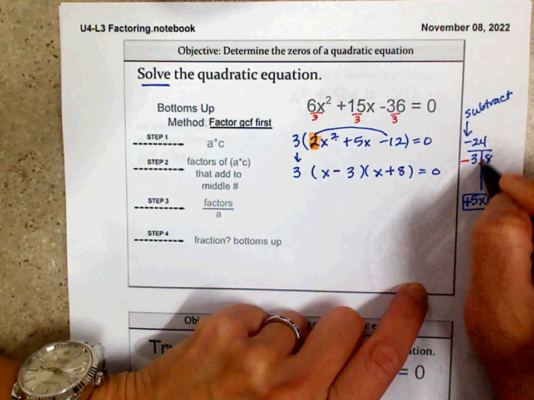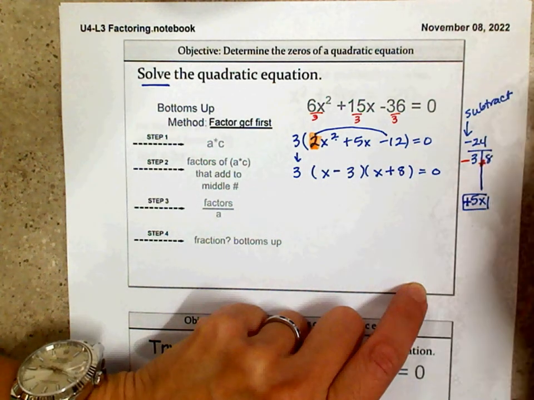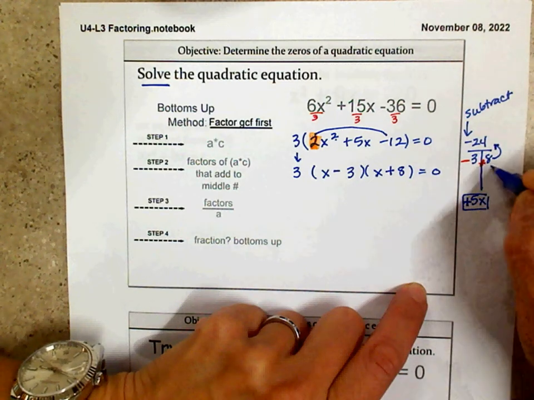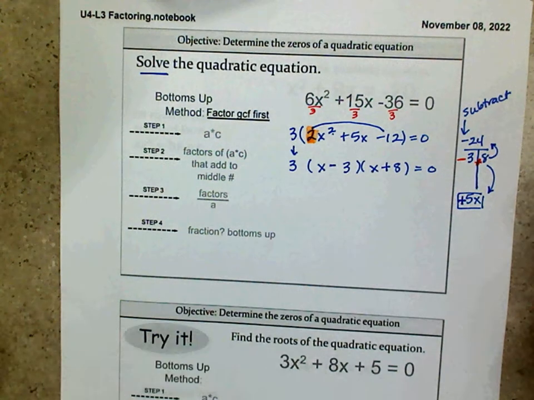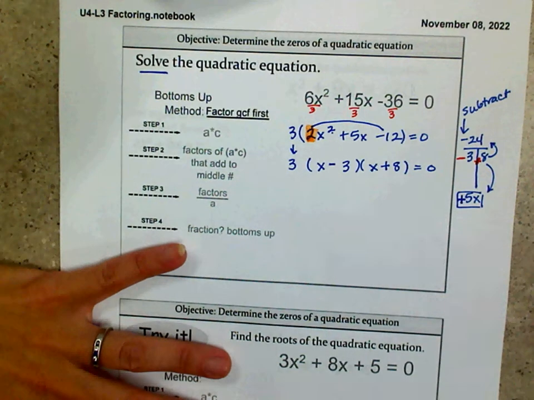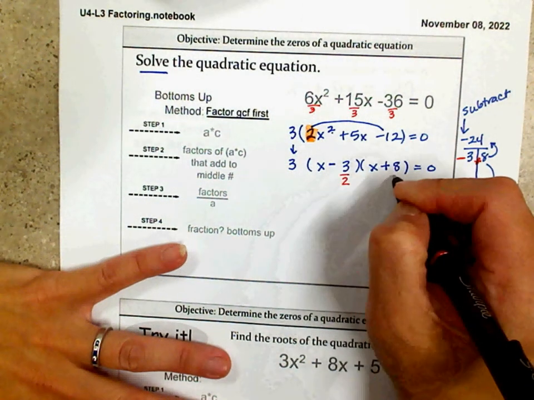Negative 3 times 8 is negative 24. Negative 3 plus 8 is positive 5. Do you see how it serves a dual purpose? Okay, all right. Next thing, see that 2? We'll bring out the 2. 2 and 2. All right.